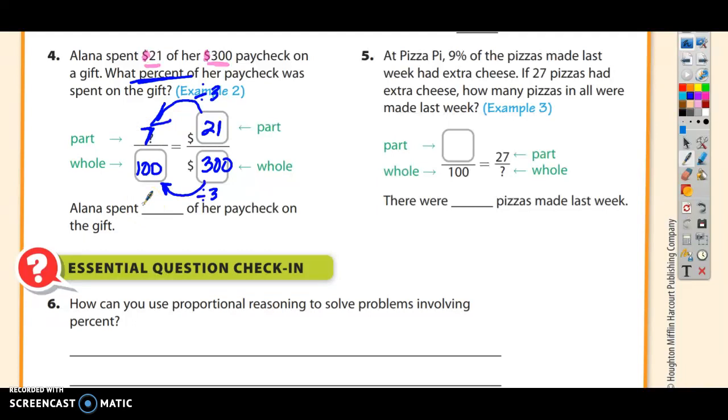The question says, what percent of her paycheck was spent on the gift? Well, 7 100ths is 7%. All right, check out number 5.